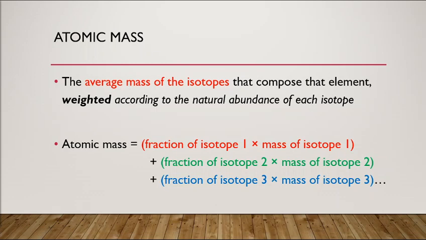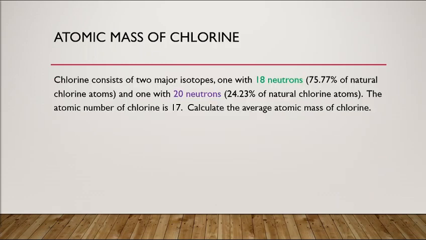For example, if we are going to be talking about chlorine. Chlorine has two major isotopes: a chlorine with 18 neutrons and a chlorine with 20 neutrons. I'm telling you that the atomic number of chlorine is 17, and I want you to calculate the average mass of the chlorine.